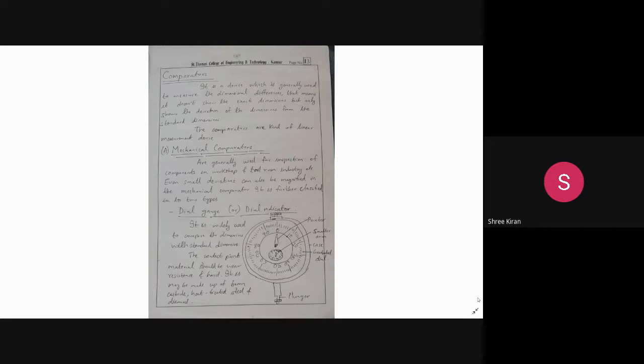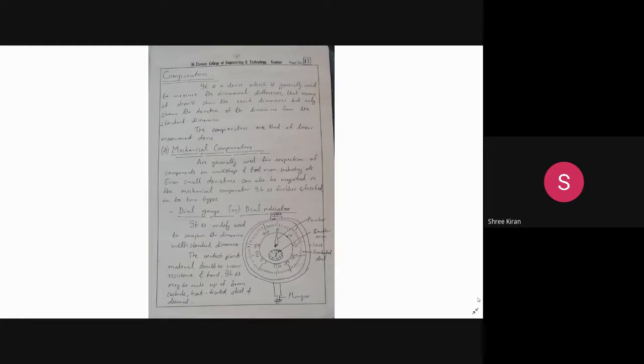A comparator is a device which is generally used to measure the dimensional difference. That means it does not show the exact dimension but only shows the deviation of the dimension from the standard dimension. So in this case we will already have a standard dimension. The comparator is also a measuring device.